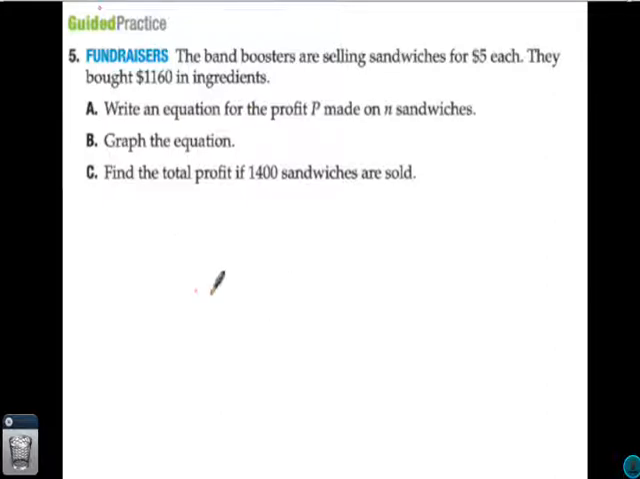All right, so let's take a look. First, write an equation for the profit P made on N sandwiches. So that's P equals, and it's $5 a sandwich, so 5 times N. And then they spent $11.60. Well, that's negative profit, so they're starting at negative $11.60. Okay, so that's A.